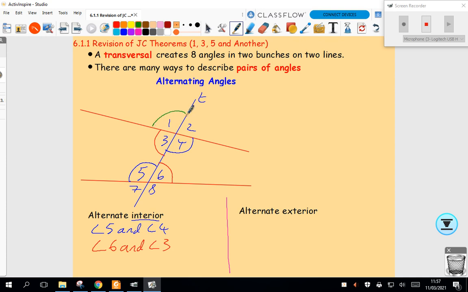Angle 1 and angle 8 are a pair of alternate exterior angles because they're in the exterior and on opposite sides of the transversal. Okay, and one from each bunch. We have to have one from each bunch. They can't be in the same bunch. And then finally here we've got angle 7 and angle 2. So there are alternate interior and alternate exterior angles.